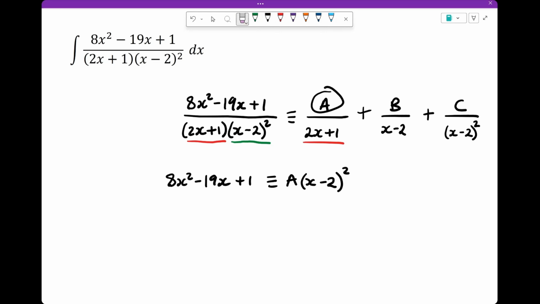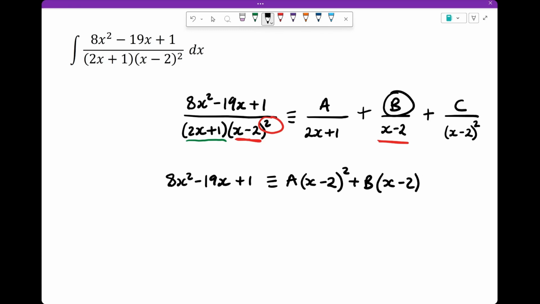Now let's move on to my next fraction. In my next fraction, the denominator is x subtract 2. Okay, so that matches with this here, but we still need to make the power squared. So therefore we're going to have to multiply by x subtract 2. But we also need the 2x plus 1. So what's going to end up happening is the b is going to be multiplied by x subtract 2 to the power of 1, and then 2x plus 1.